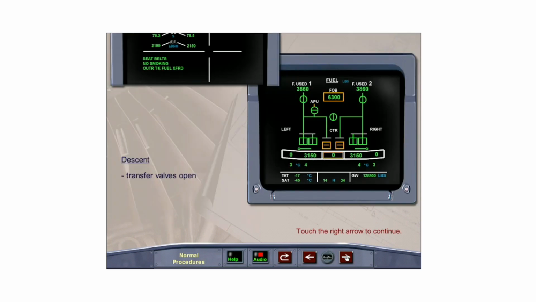Normally just before or during descent, depending on the fuel on board, the inner cell low-level quantity of 1,650 pounds will be reached, and the intercell transfer valves will open. Occasionally during steep descent angles, the low-level sensors may be uncovered prematurely, which causes the transfer valve indication on the ECAM fuel page to display in amber. In this case, the amber indication may be disregarded unless the fuel transfer valve open warning is triggered.